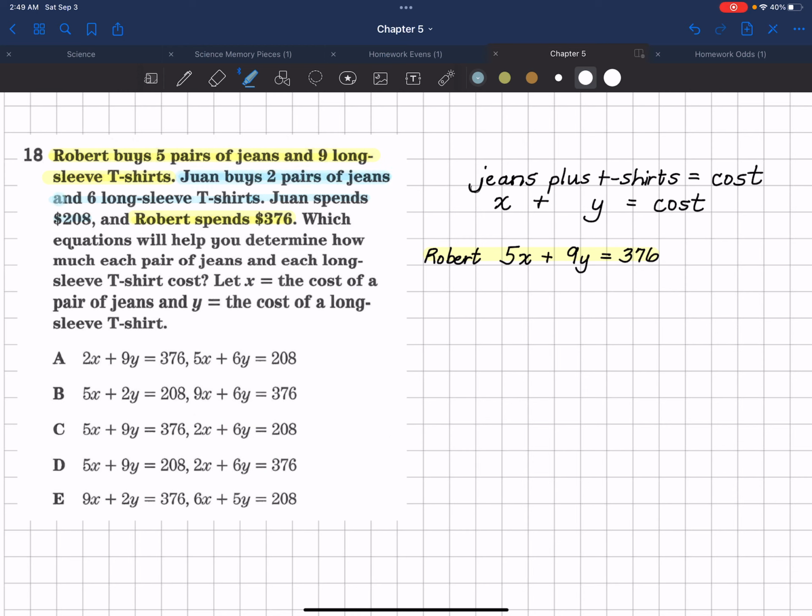And then I'll do the same thing for Juan. Okay, so Juan is going to be 2 pairs of jeans and 6 of the t-shirts, and Juan spent $208. And so we have the system of equations right there. And that is going to match up to C. There is your answer choice that clearly reflects what we found.